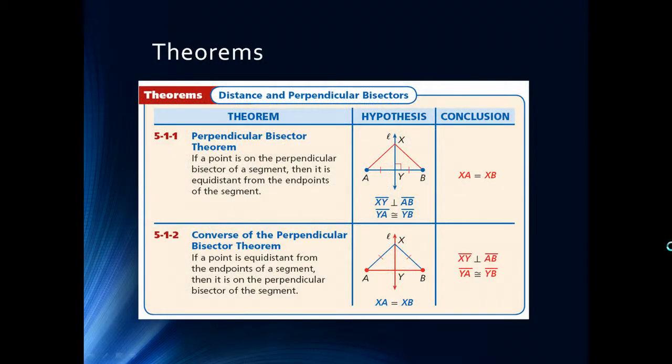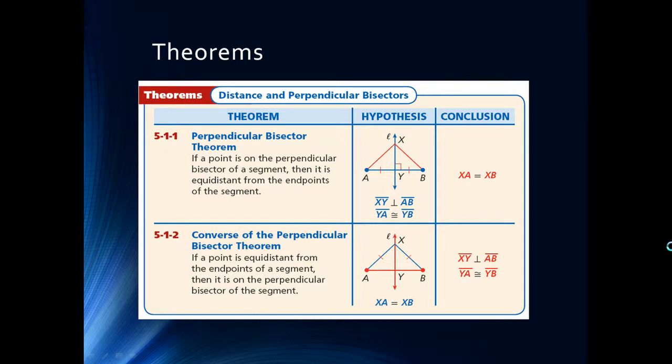We have two new theorems. 5-1-1, the perpendicular bisector theorem, states that if a point is on the perpendicular bisector of a segment, then it is equidistant from the endpoints of the segment.